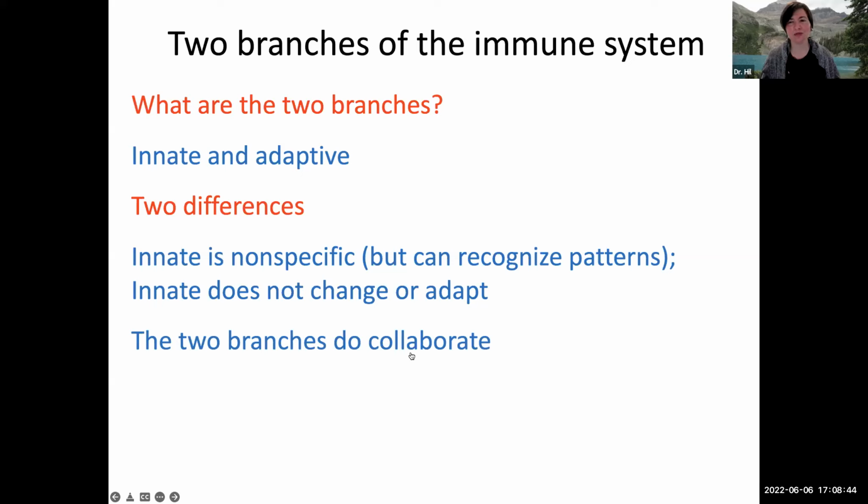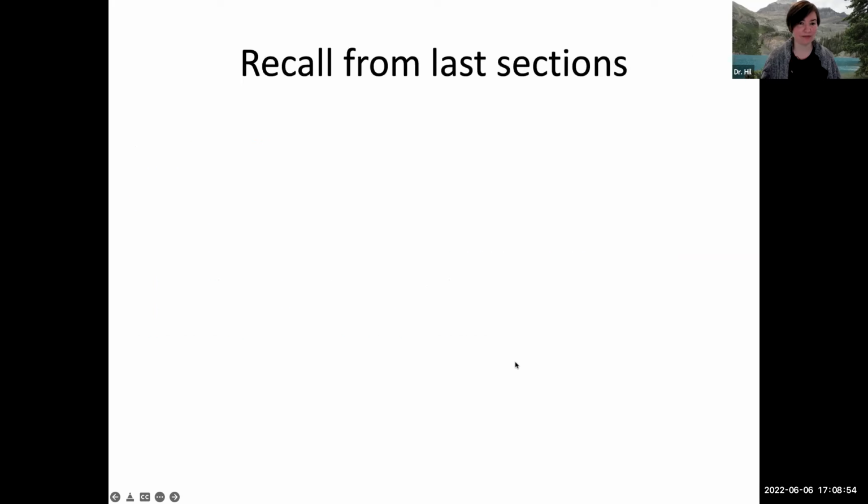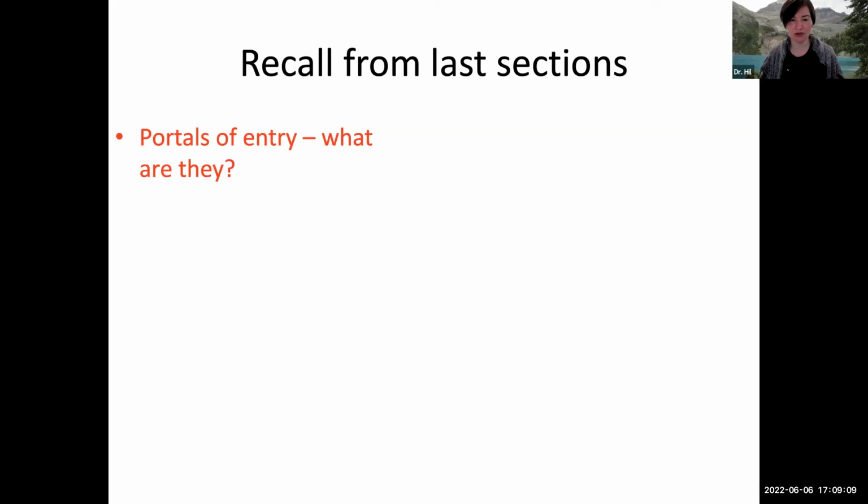The other thing that's really important to understand that's sort of obscured by this simplistic distinction between these two branches is that they talk to each other. They lean on each other, they collaborate, and we're going to see lots of examples of that. So when we're talking about our subject today, we also want to understand how relevant all of the stuff we've talked about before is. And so in particular, in this section, we talked about portals of entry in epidemiology and in pathogenesis. What were some of those portals of entry?